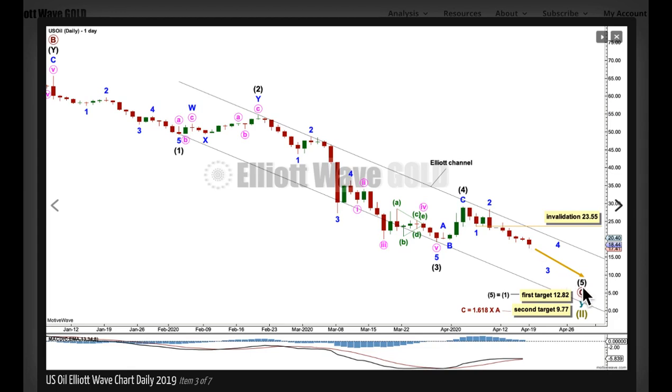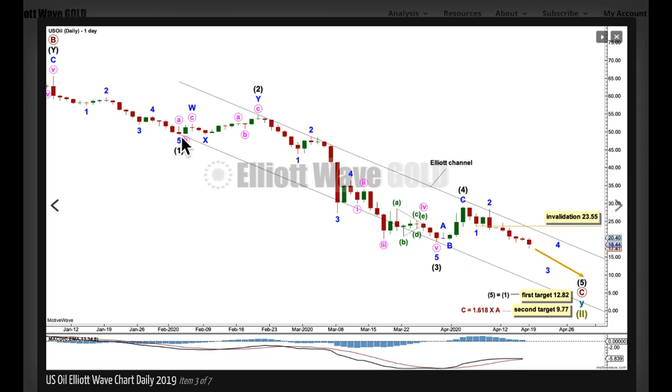So the structure of intermediate 5 needs to be a 5-wave structure. So far 1 and 2 may be complete, 3 may be incomplete. When it arrives, 4 may not move into wave 1 price territory above the very short-term invalidation point. This channel is important. It's an Elliott channel drawn around this impulse of primary wave C.